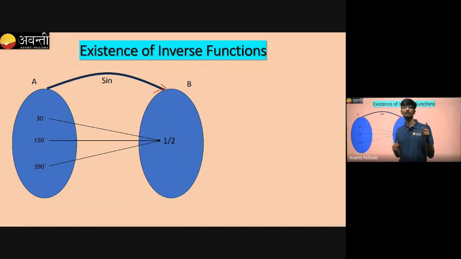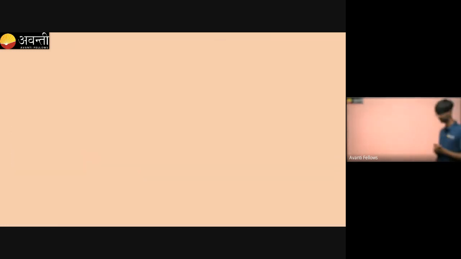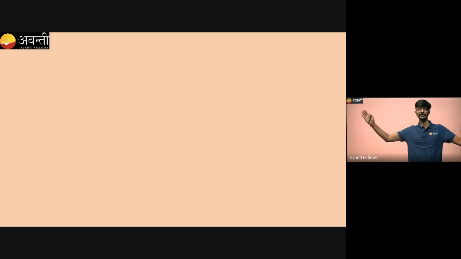To make a function one-one, I will give you an idea how. We can see y is equal to sin x is not a one-one function, hence we cannot define its inverse. The process is called curtailing the domain. Now, curtailing means the domain of sine is very big, like the whole real numbers. We have to curtail it to only a small part. We have to reduce the domain. So how can we reduce that?